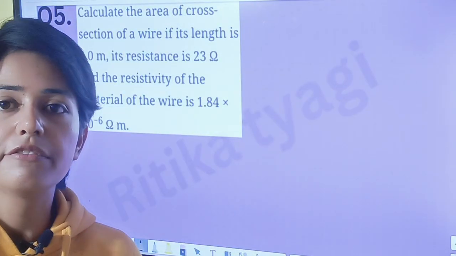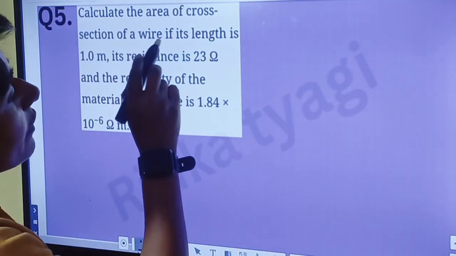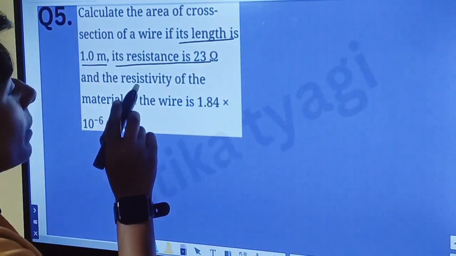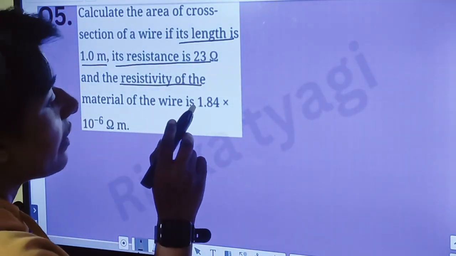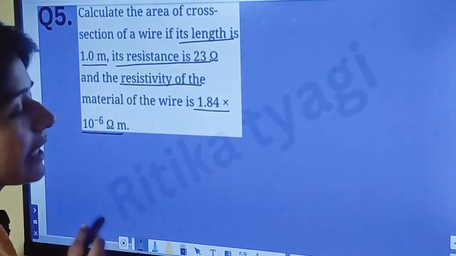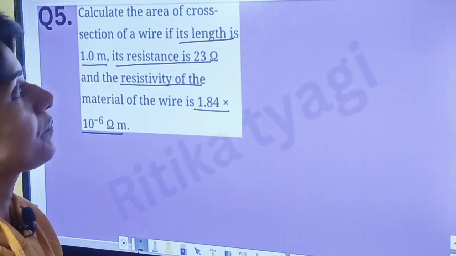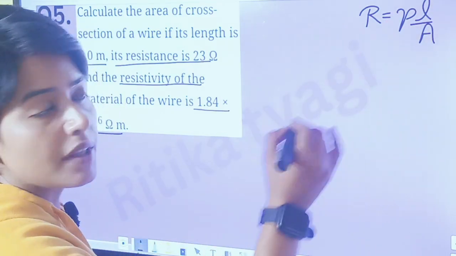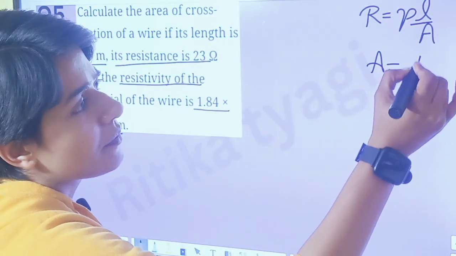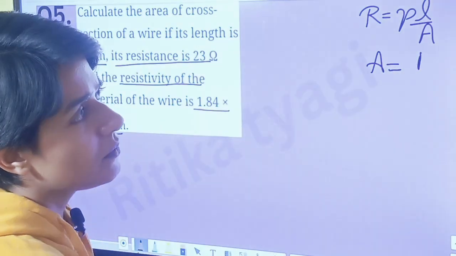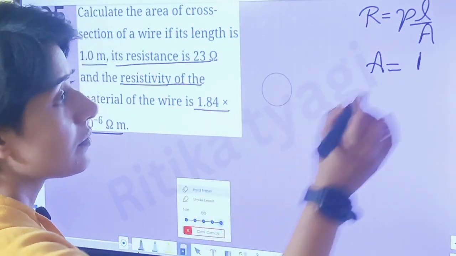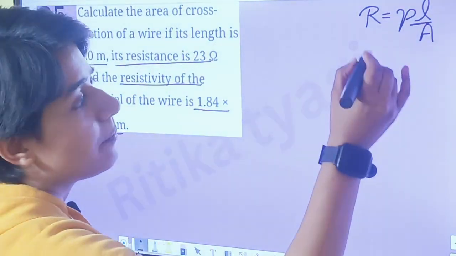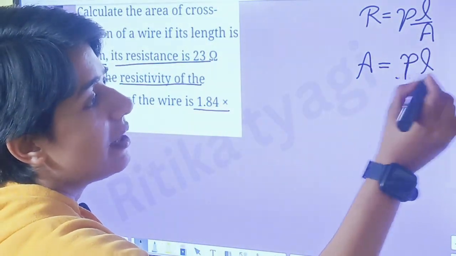Solving numerical number 5. Calculate the area of cross section of a wire if its length is 1 meter, resistance is 23 omega, resistivity of the material of the wire is 1.84 multiplying 10 to the power negative 6 omega meter. Here as we know R equals rho L by A, then A equals rho L by R.